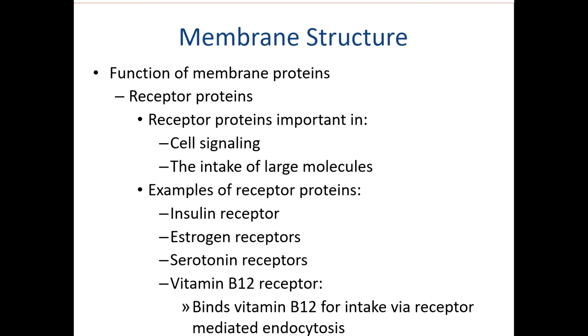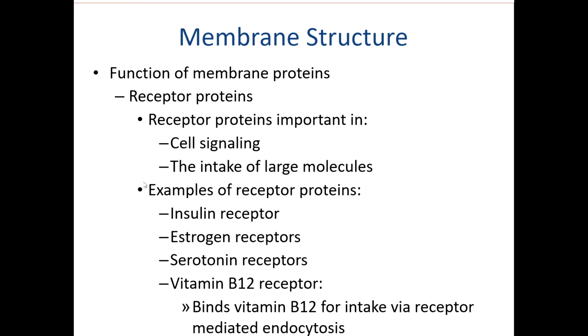Some examples of receptor proteins that you probably know are insulin receptors, estrogen receptors, serotonin receptors, and even vitamin B12 receptors. And vitamin B12 is going to be taken in by receptor-mediated endocytosis. I'll talk about this more in the next lesson. We mentioned it a little bit when we did lipoproteins. This was the way that low density lipoproteins are taken into the cell. So I'll go into this in a little bit more detail in a subsequent lesson.